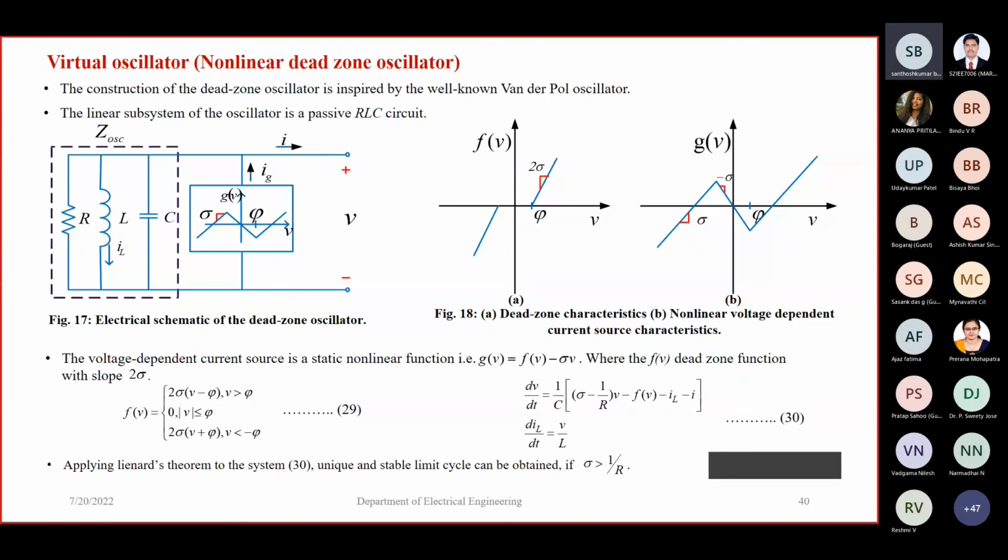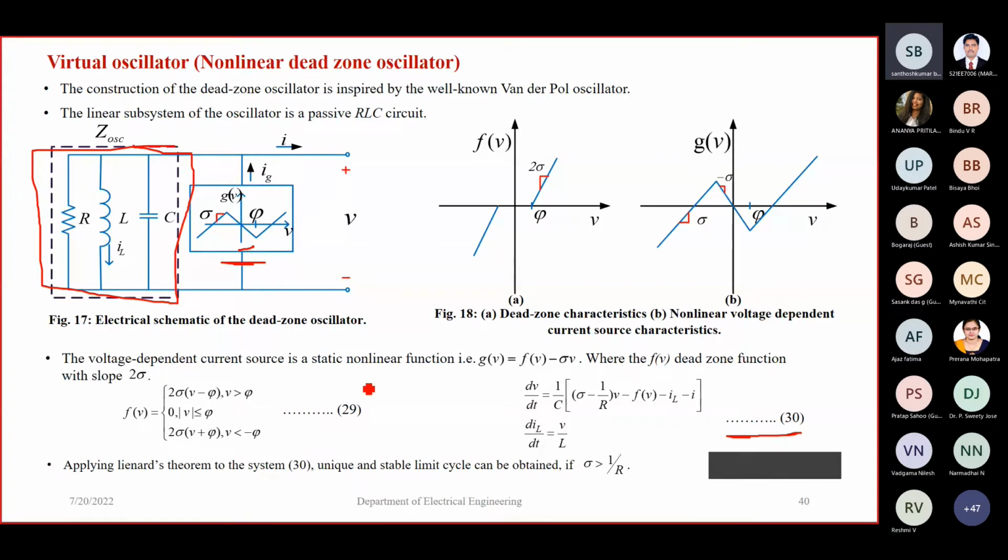There are many oscillator types, such as Van der Pol and dead zone. Here I'm explaining the dead zone based virtual oscillator control, and figure 17 shows the schematic of the dead zone oscillator. This is the parallel RLC circuit, and this is the nonlinear voltage dependent current source. If we apply KCL and KVL, we can get equation 30. If equation 30 satisfies the Lienard theorem, definitely it will give a unique and stable limit cycle. That will be our modulating signal.